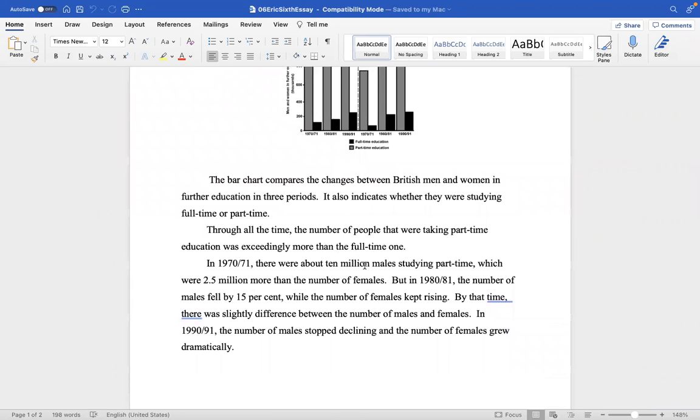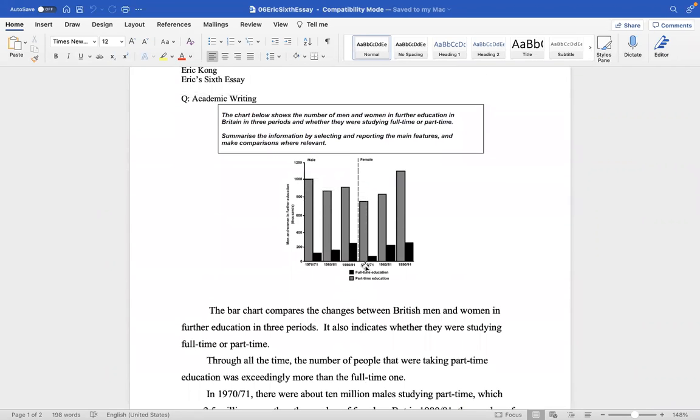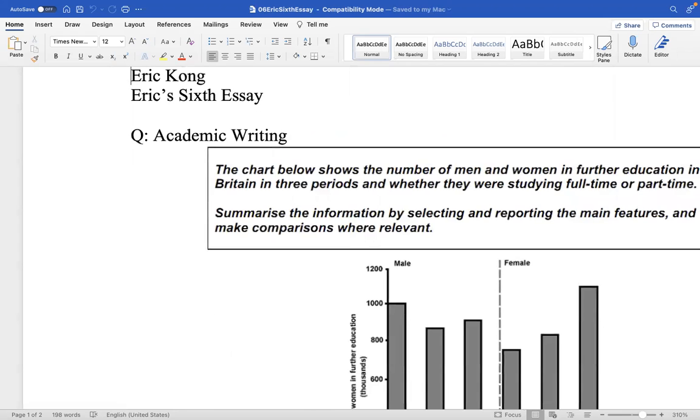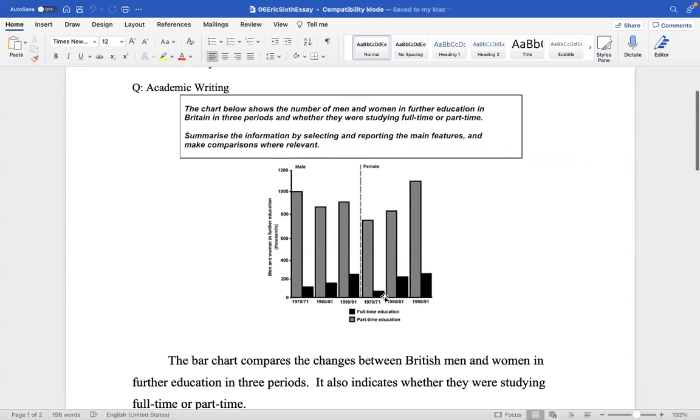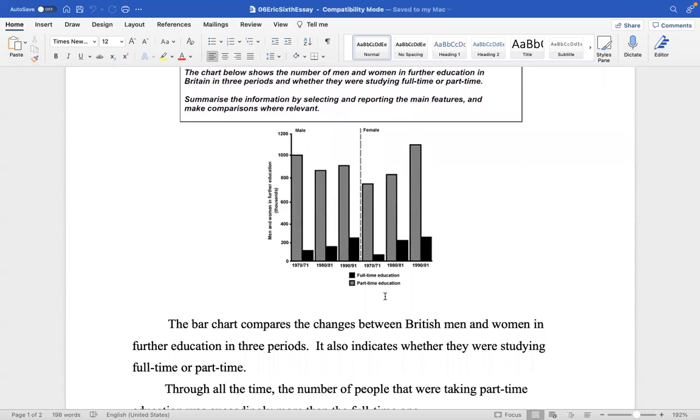take the IELTS exam. So the question was: the chart below shows the number of men and women in further education. Let me make it bigger. I'm getting blind in my old age here. All right, the chart below shows the number of men and women in further education in Britain, in England, in 3 periods, and whether they were studying full or part-time. So summarize, right? And again, IELTS is a British-based exam, so they don't spell it with the Z. Americans, we spell it with the Z. So summarize the information by selecting and reporting the main features and make comparisons where relevant.